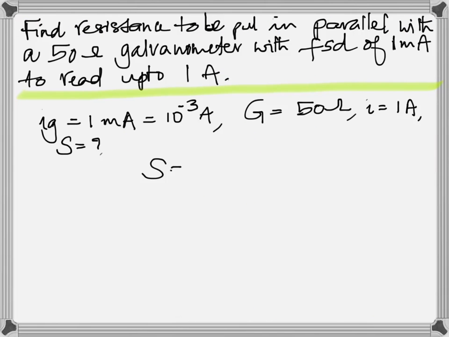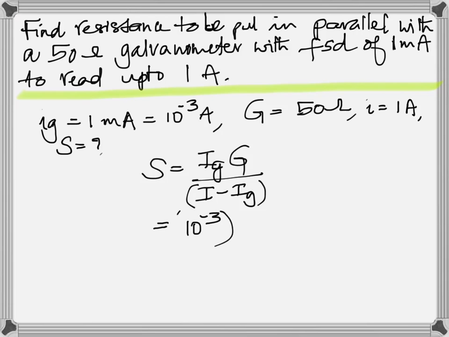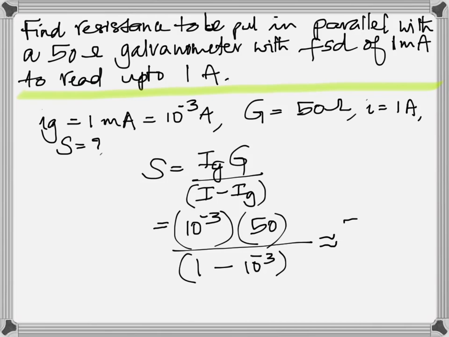Ig is 1 milliamp, which is 10 to the negative 3. G is 50 ohms. You have to measure up to 1 amp. That means I is 1. And that's the formula. Plug the numbers in. Get 10 to the negative 3 times 50 divided by 1 minus 10 to the negative 3, which is almost 1, isn't it? 0.999. So you just take it as approximately 50 times 10 to the negative 3. And 50 times 10 to the negative 3 is 0.05 ohms.